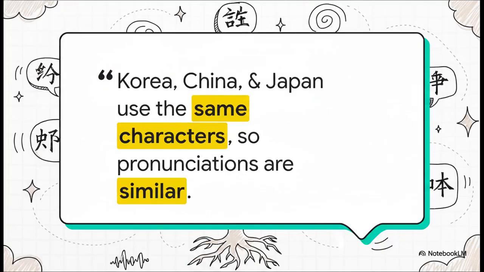Our source material really hits the nail on the head here. It points out that Korea, China, and Japan are in the same region that uses Chinese characters, so we can infer that the pronunciation of words will be similar.